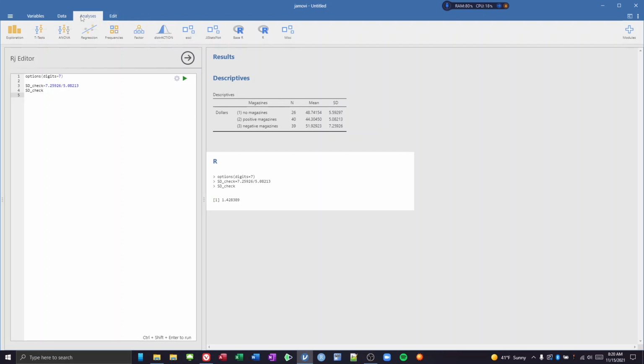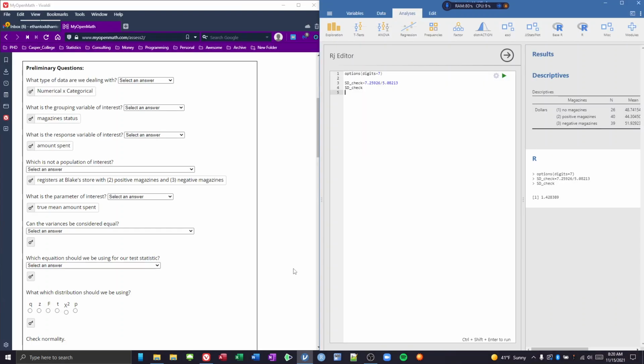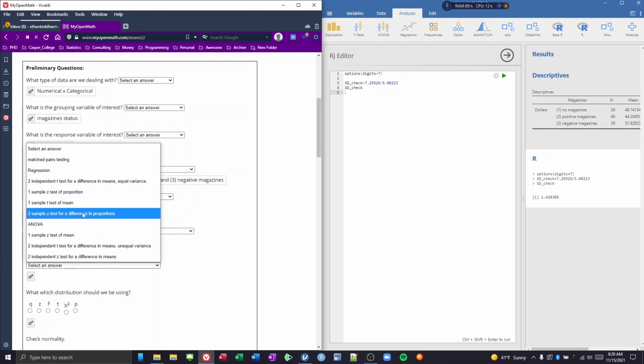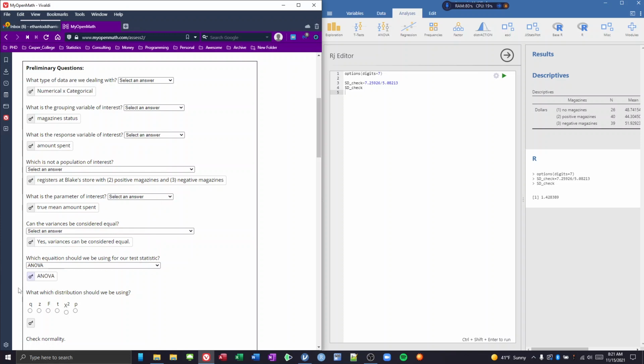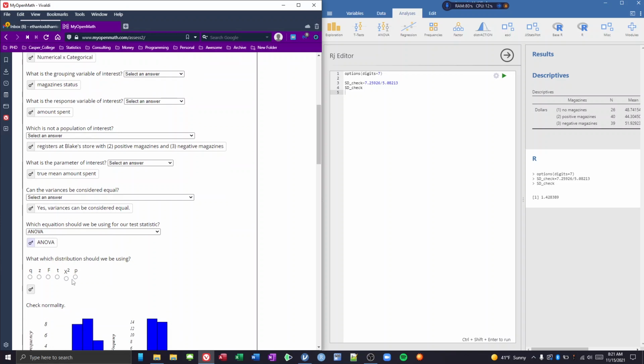Okay, so let's go ahead now and let's go back to some of our questions. So can the variances be considered equal? We say yes, the variances can be considered equal. All right, so which equation should we be using for our test statistic? Let's go ahead and look at all of these. So these are kind of the different methods that we have. And what we're going to be using here is Anova, because Anova lets us compare more than one group to one another.